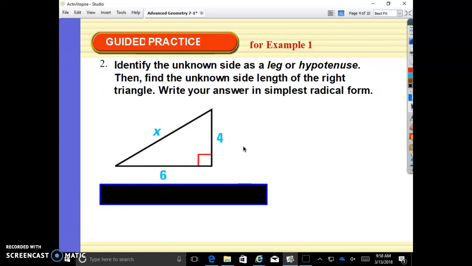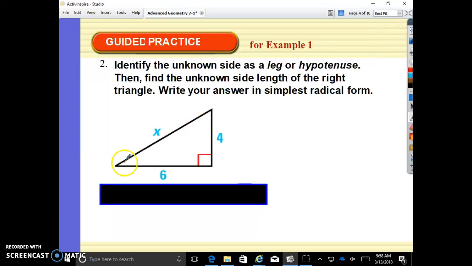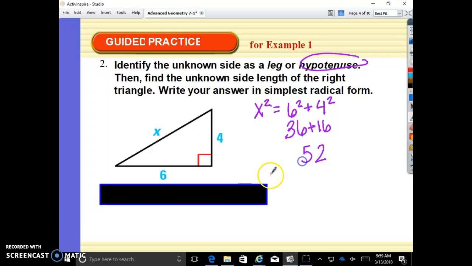Identify the unknown side as a leg or hypotenuse. So our unknown side, is this a leg or a hypotenuse? It is a hypotenuse. Then find the unknown side length of the right triangle. Write your answer in simplest radical form. What squared equals 6 squared plus 4 squared? 6 times 6 is 36. 4 times 4 is 16. When you add them together, what do you get? 52.